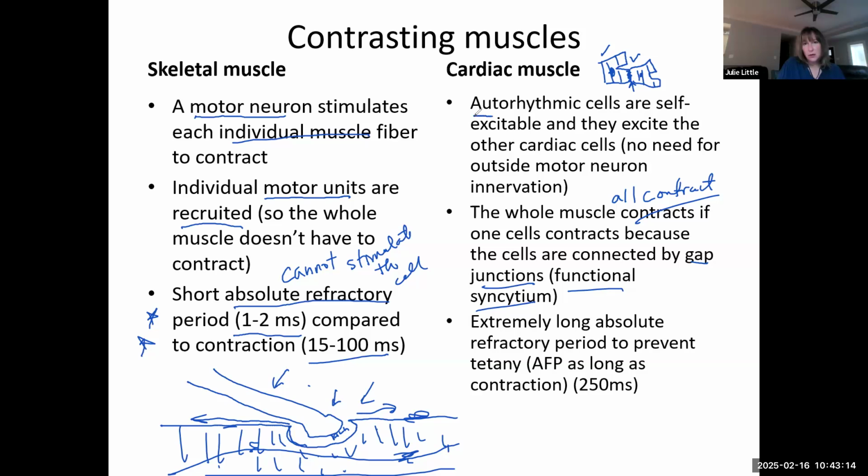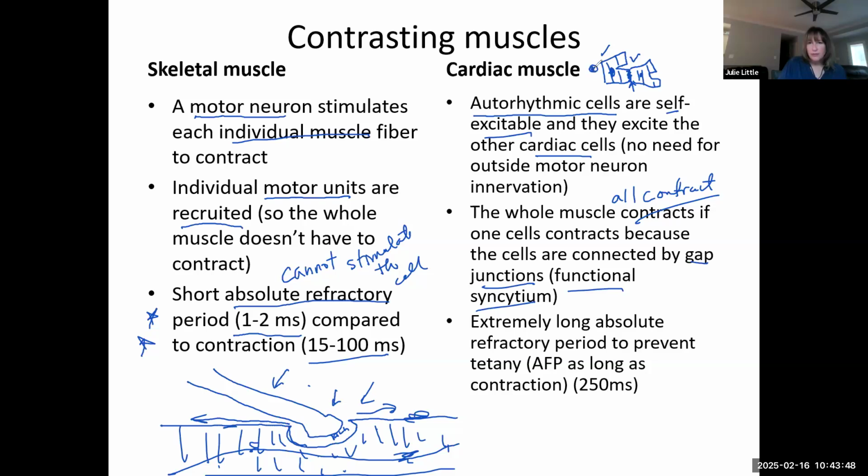So we have these things called autorhythmic cells. They're self-excitable, meaning they're not cardiac cells. They're not myocytes. They're not going to contract, but they're a little cell that's unstable and it just fires off. It's in the heart. We're going to learn about the pacemaker in a different lecture, but they just fire off action potentials. And so if they fire off 50 action potentials per minute, your heart rate is 50 heartbeats per minute. So they excite the cardiac cells.